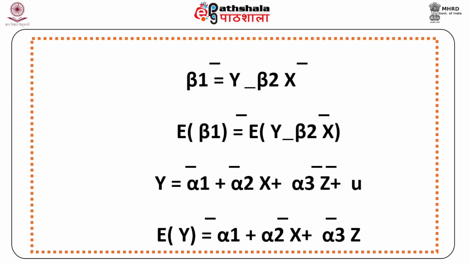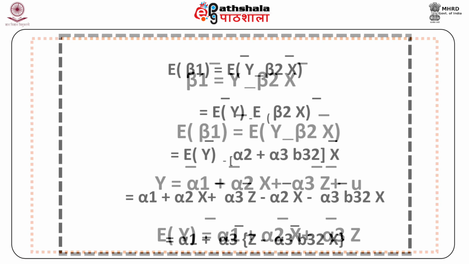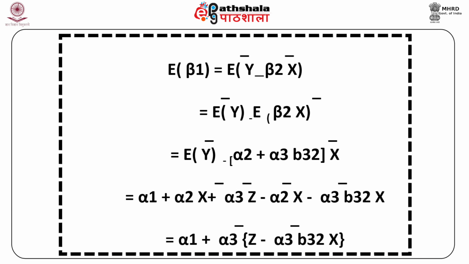Proof of bias in constant term. Beta 1 bar is equal to y bar minus beta 2 bar x bar. Expectation of beta 1 bar is equal to expectation of y bar minus beta 2 x bar. Y bar is equal to alpha 1 plus alpha 2 x bar plus alpha 3 z bar plus mu bar. Expectation of y bar is equal to alpha 1 plus alpha 2 x bar plus alpha 3 z bar. Expectation of beta 1 bar is equal to expectation of y bar minus beta 2 x bar, which is equal to expectation of y bar minus expectation of beta 2 x bar.